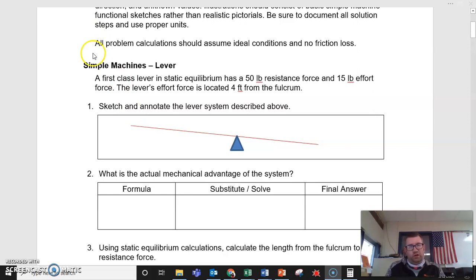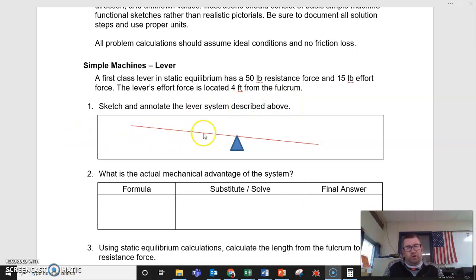So if I take a look here at our problem with the lever, notice how it says a first-class lever in static equilibrium has a 50-pound resistance force and a 15-pound effort force. The lever's effort force is located 4 feet from the fulcrum. So static equilibrium just means that the whole system is stationary or not moving. So sketch and annotate the lever system described above.